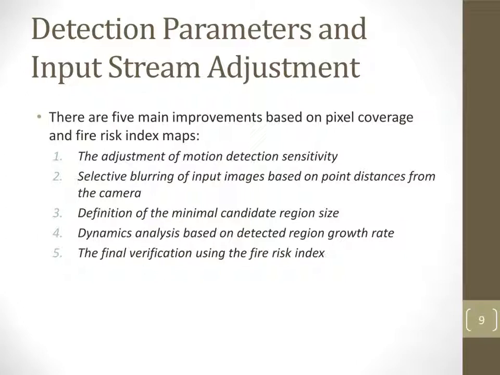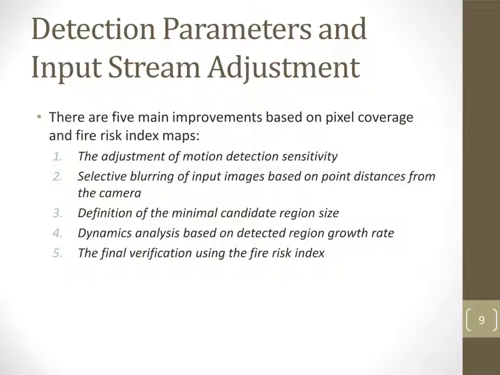The next improvement is selective blurring of input images based on point distances from the camera. The input is blurred to reduce the unnecessary movement and image noise. The amount of blur is inversely proportional to the distance of the terrain from the camera. Third improvement is definition of minimal candidate region size expressed in squared meters.